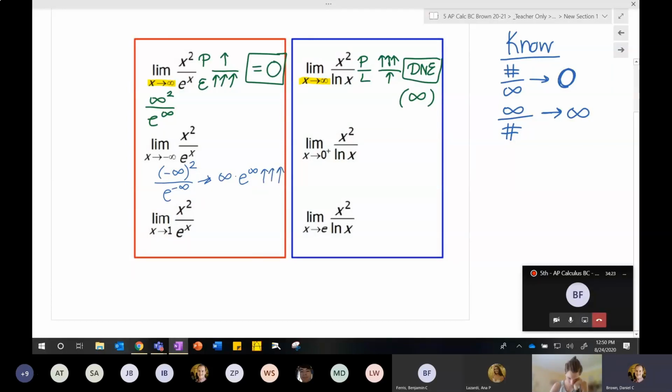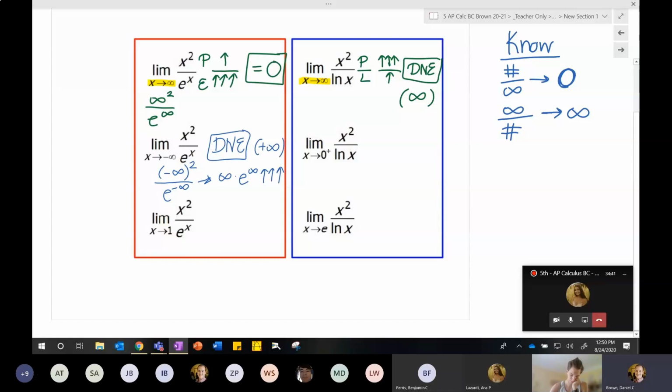So what can we say about the limit as x goes to negative infinity of x squared over e to the x? Does not exist. It would be does not exist. If you ask for a reason, it's because it's going towards positive infinity.